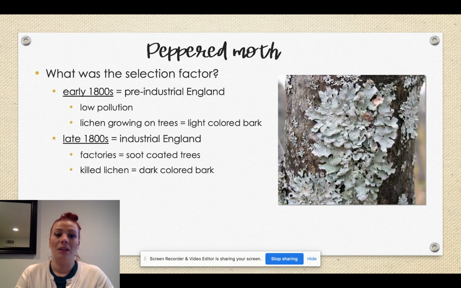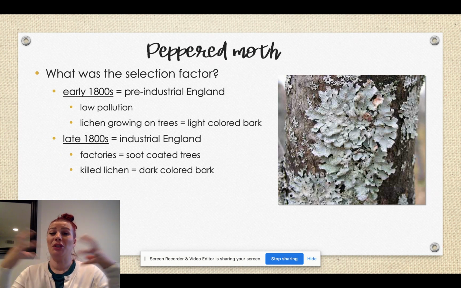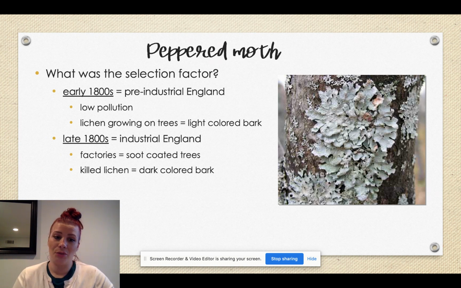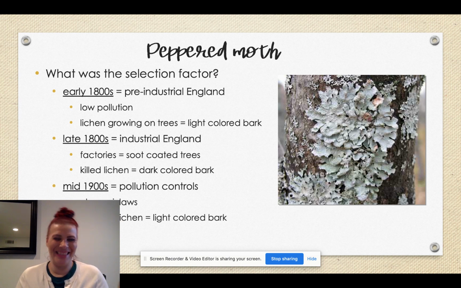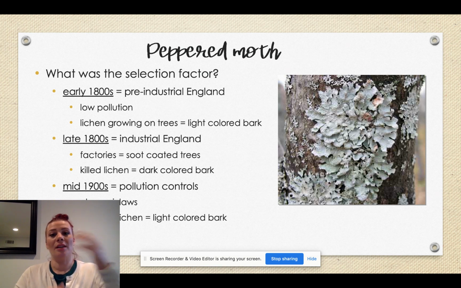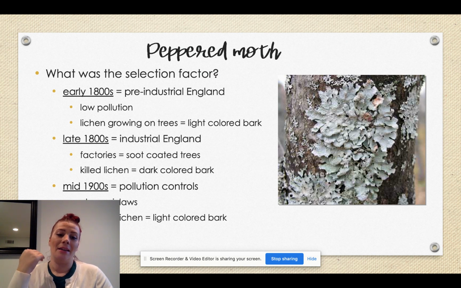Okay, late 1800s, similar to what we talked about, we had the Industrial Revolution. There was a lot of soot that covered the trunks of those trees, killed the lichen, it didn't grow anymore, and it caused that bark to turn dark, right? And then we had that switch in the mid 1900s where we were able to control that pollution, either with technology and or laws, and make sure that that lichen came back and the light colored bark returned as well. So that was just a little recap of what I said in the previous slide.